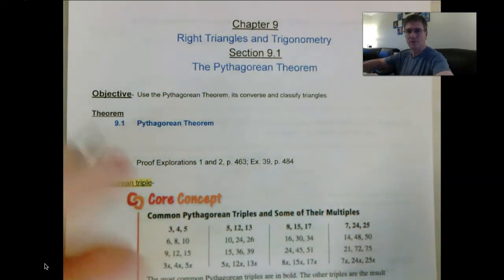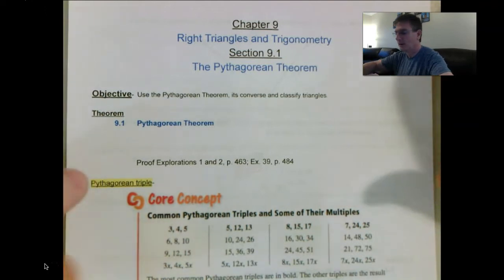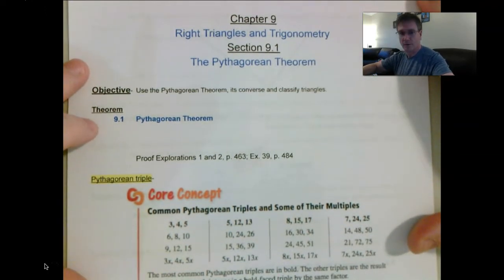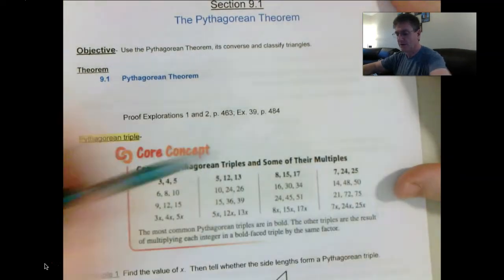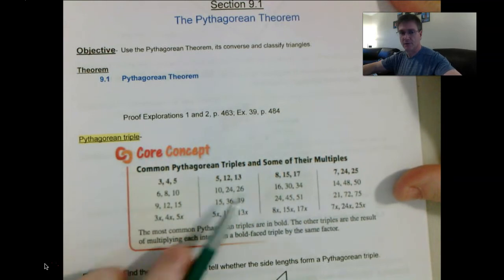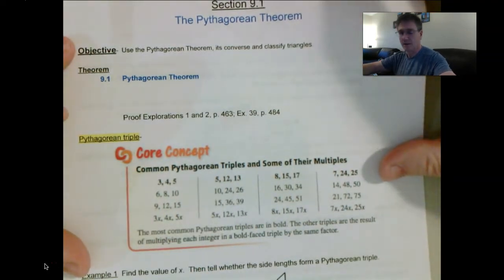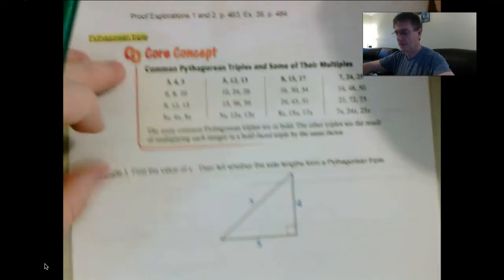Hello everyone. Chapter 9, Right Triangles and Trigonometry, Section 9.1, Pythagorean Theorem. Hopefully you are familiar with the Pythagorean Theorem. You want to become familiar with these Pythagorean triples, especially 3, 4, 5s and 5, 12, 13s. They're the most popular and common ones. They're used all the time on MCAS and the SATs.